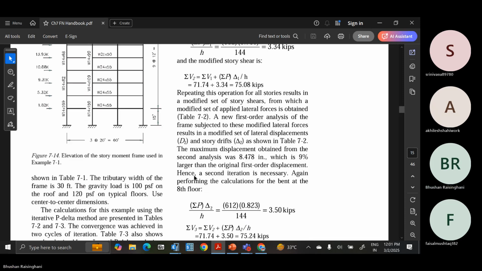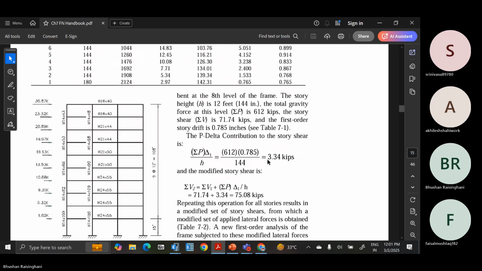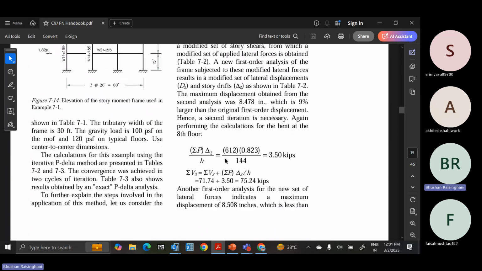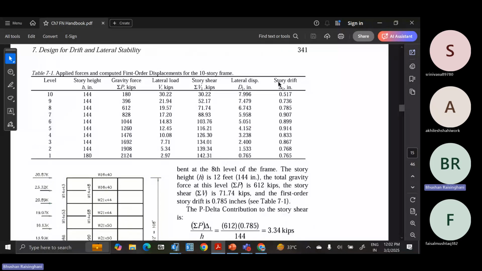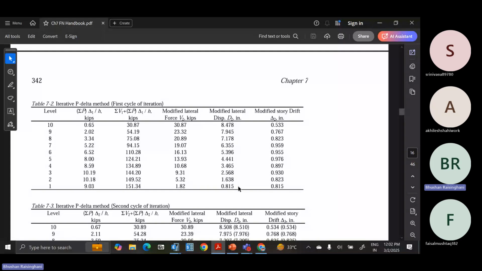Now the maximum displacement obtained from the second order analysis was 8.478 inches. I think it has been mentioned here somewhere, 8.478 inches. This is the modified displacement. Now how it is obtained, that we'll see. So from this table, now we are going towards another table. In this, 7.996 inch was the displacement. Now you can see all the displacements have changed, modified lateral displacement.